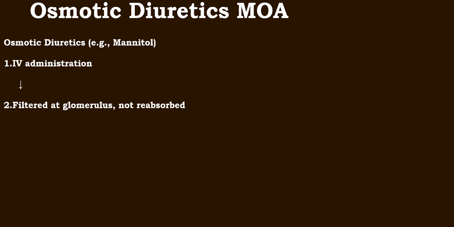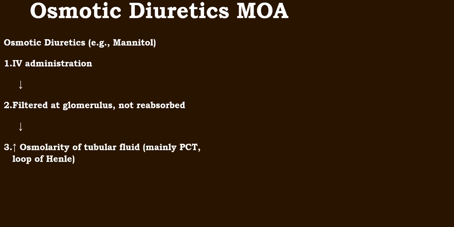And because it stays there, it increases the concentration of solutes in that fluid. We call that increasing the osmolarity. Osmolarity. Like how much dissolved stuff is in the liquid. Exactly. Think of it as making the fluid inside the tubule more concentrated. This happens particularly in the proximal convoluted tubule, the PCT, and the loop of Henle.